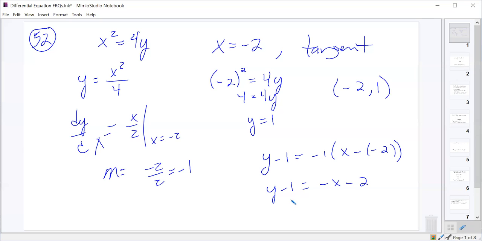Let's just solve for 0 because most of them look that way. y plus x plus 1 equals 0. Is that one of the answer choices? It's E. Wonderful. Look at that, we did it. Everybody good there with 52? Yeah. Wonderful. All right.